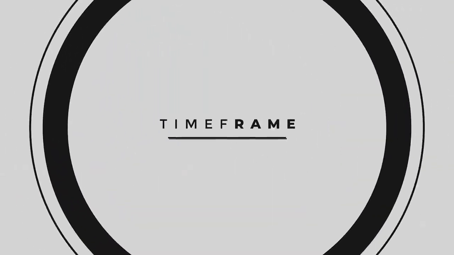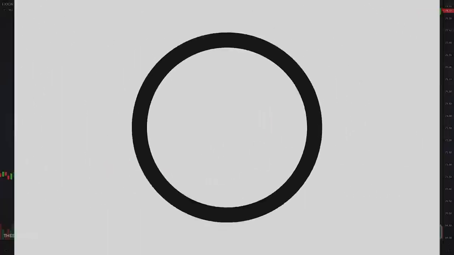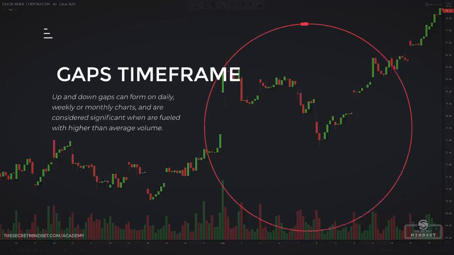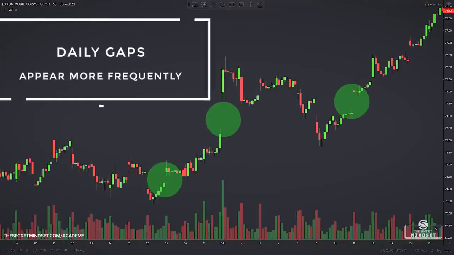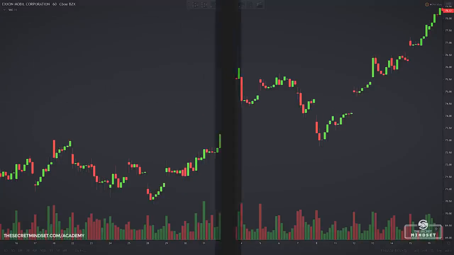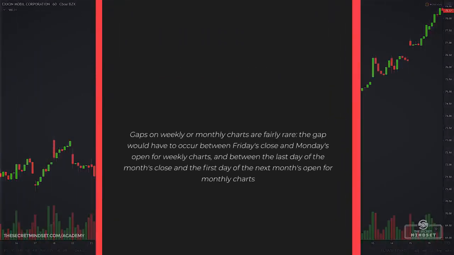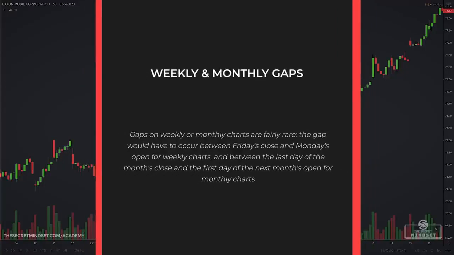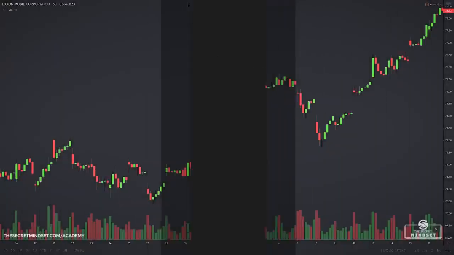So what are the common time frames for gaps? Up and down gaps can form on daily, weekly or monthly charts and are considered significant when they are fueled with higher than average volume. Gaps appear more frequently on daily charts, where every day is an opportunity to create an opening gap. Gaps on weekly or monthly charts are fairly rare. The gap would have to occur between the Friday's close and the Monday's open for weekly charts, and between the last day of the month's close and the first day of the next month's open for monthly charts.